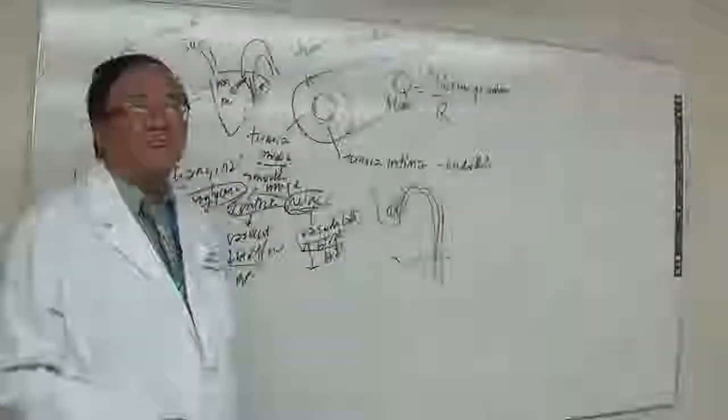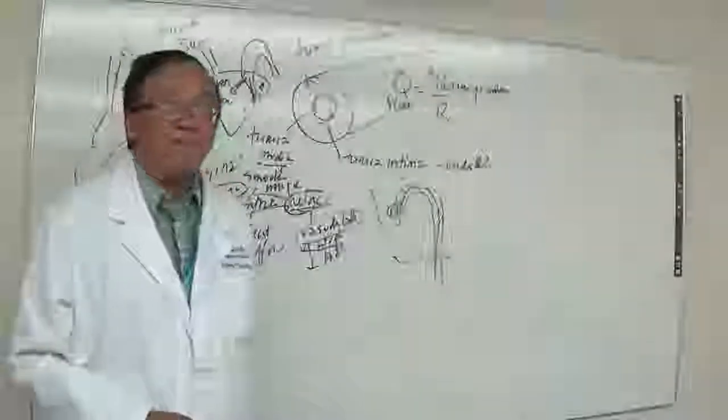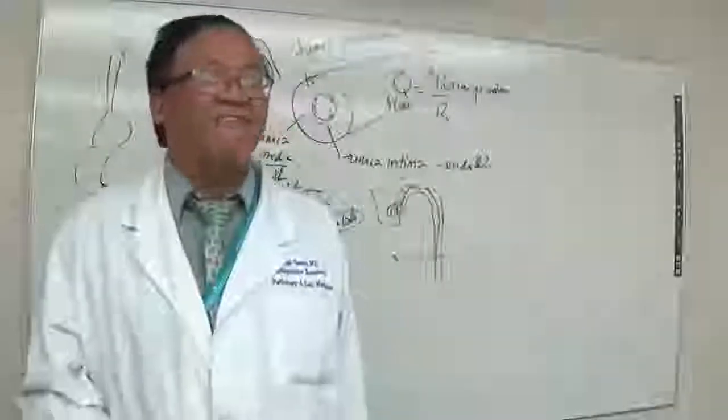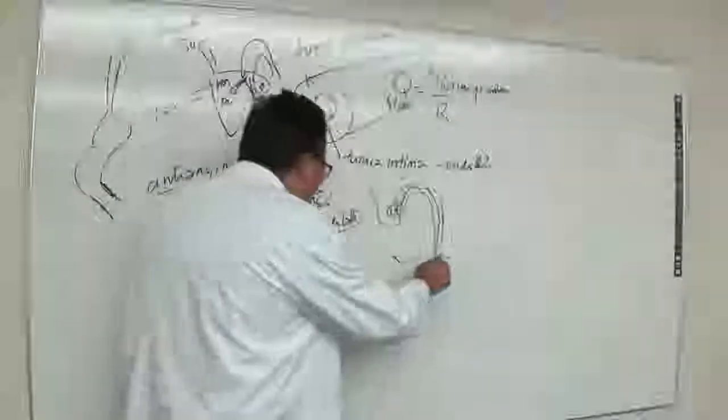The moment it pierces the diaphragm, it enters the abdominal cavity. What is the name of the aorta in the abdominal cavity? Oh my goodness.